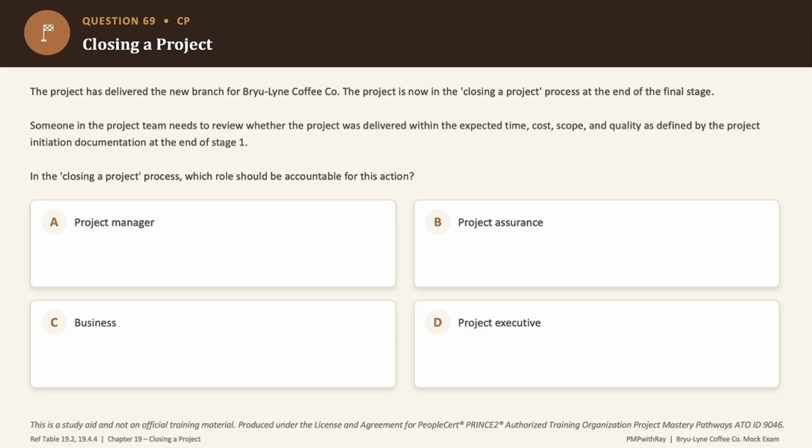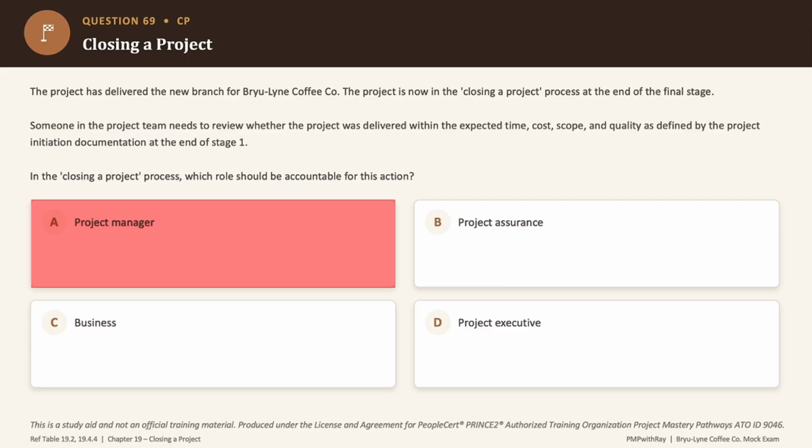Now, who is accountable for it? Very important. It is not asking who is responsible for it, but it's asking who is accountable for it. Two very different types of responsibilities. Right. So option A, the project manager prepares this for review. Okay. But preparing something and being accountable for it are not the same thing. Okay. So option A is incorrect because the project manager is responsible here, not accountable.